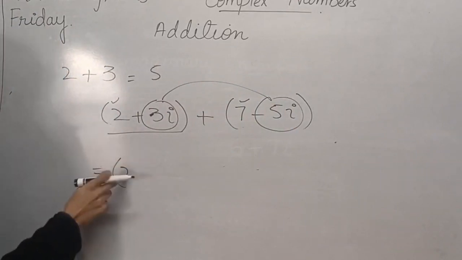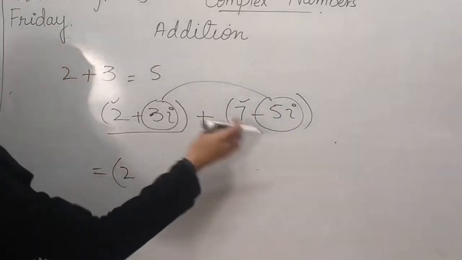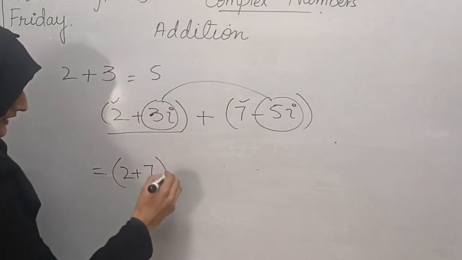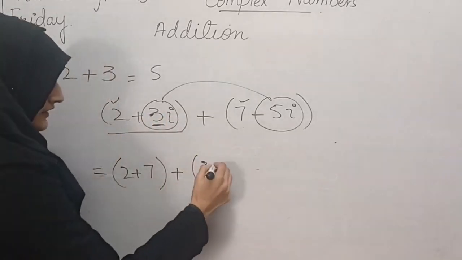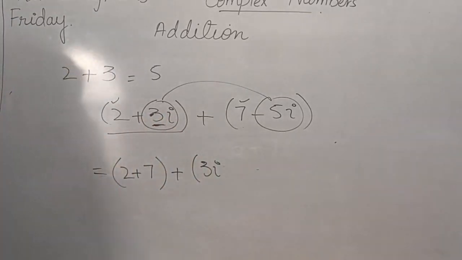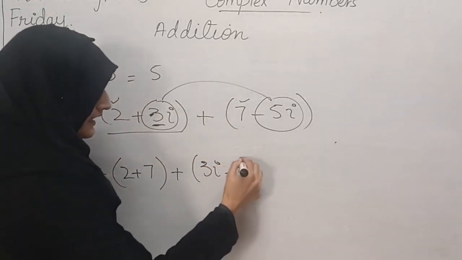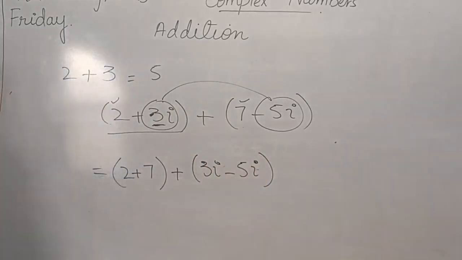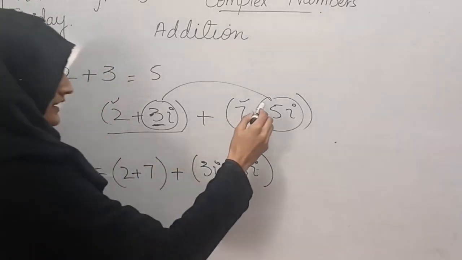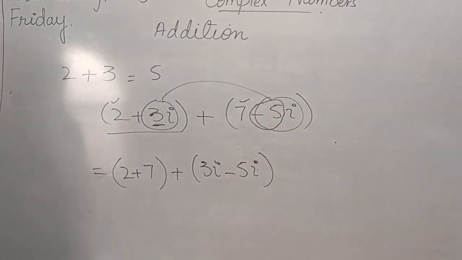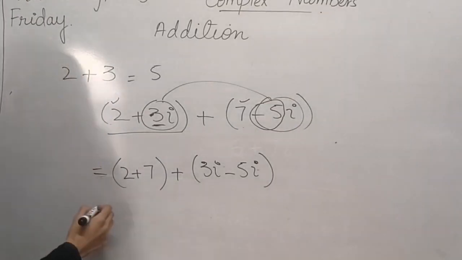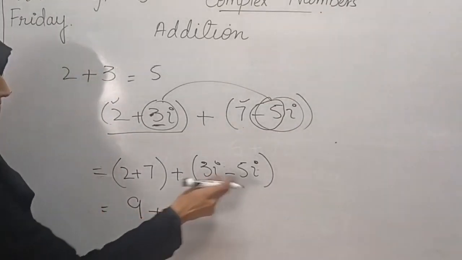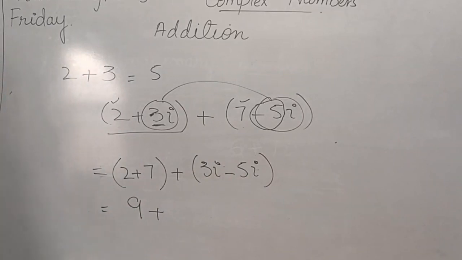So 2 is the real part in this pair and 7 is the real part. 2 plus 7. Plus 3 iota is the imaginary part of the first number, and minus 5 iota is the imaginary part of the second number. Boys and girls, do not ignore this negative sign. Okay? So, now we can easily add: 2 plus 7 is 9, plus 3 minus 5 iota is minus 2 iota.